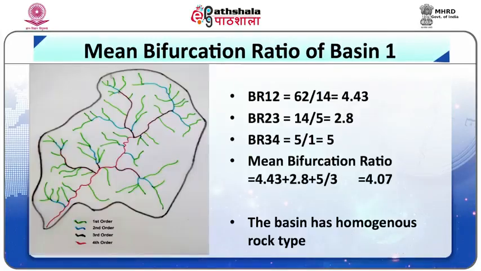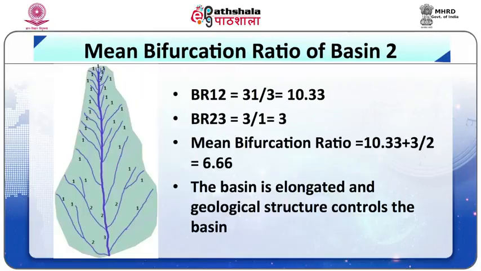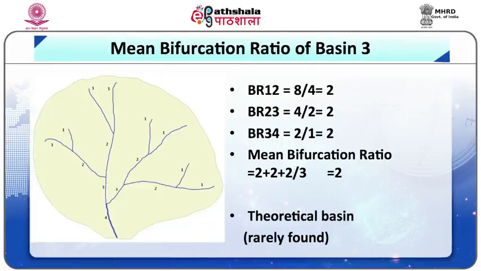In the river basin 1 shown in the diagram, the bifurcation ratio is 4.07. So the basin has almost homogeneous rock type. In the river basin 2, the bifurcation ratio is 6.66. The basin is elongated and geological structure controls the basin. In the river basin 3, the bifurcation ratio is 2. This type of basin is theoretical and rarely found on the earth surface.